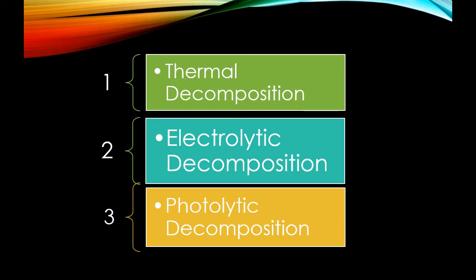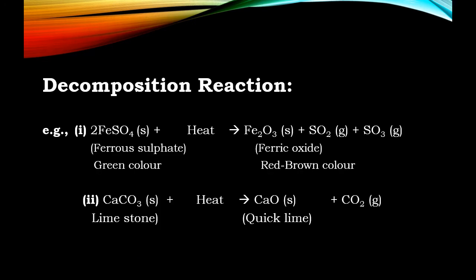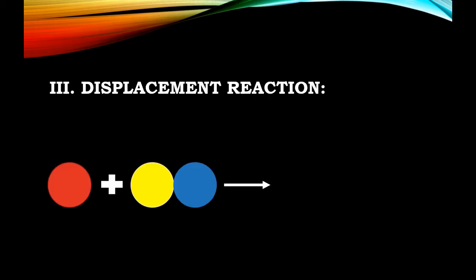Some examples of decomposition reaction we have, as we can see here, the first one is ferrous sulfate. The moment we subject ferrous sulfate to heat, we will get three other simpler substances, that is ferric oxide, sulfur dioxide, and sulfur trioxide. The second one is limestone. The moment we subject limestone to heat, we will get two simpler substances or compounds, which is quicklime and carbon dioxide. The third type of chemical reaction is displacement reaction.